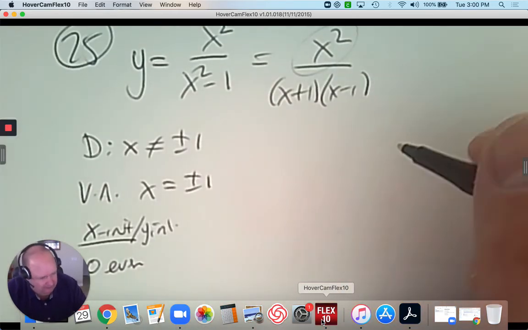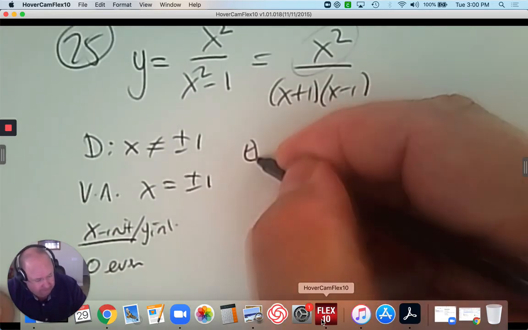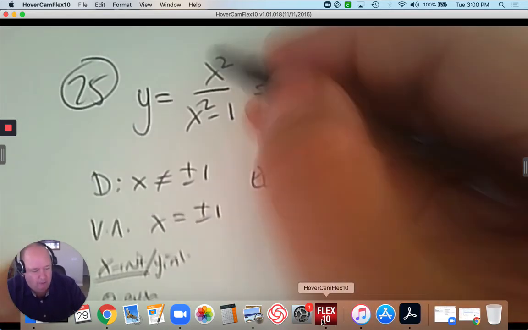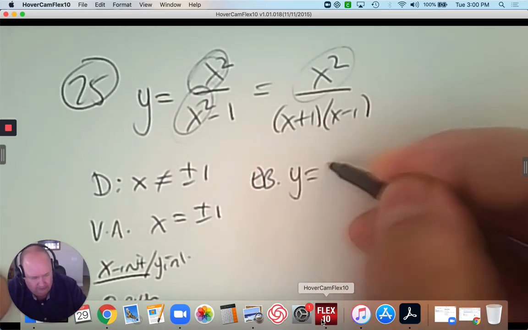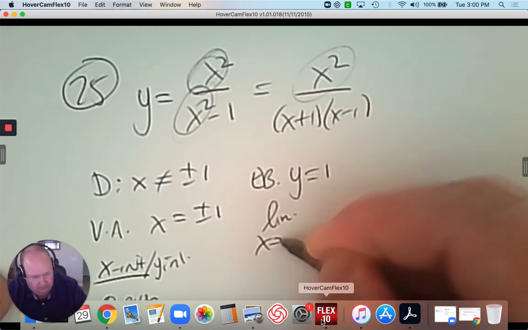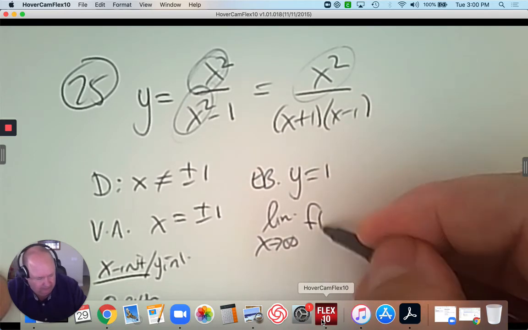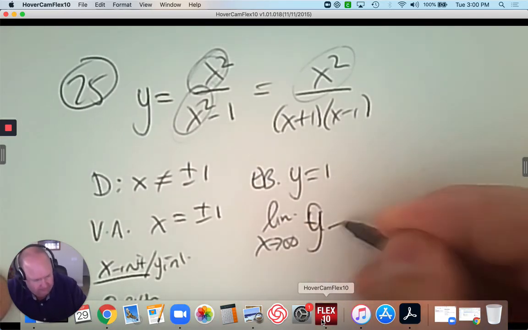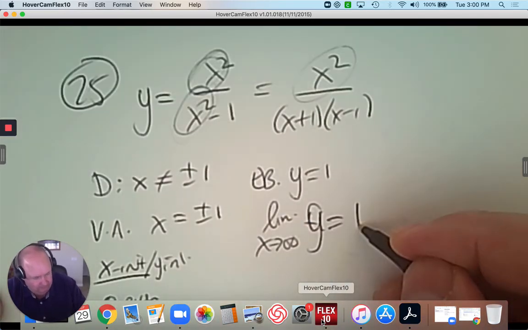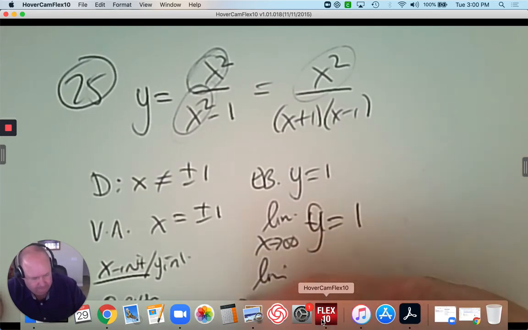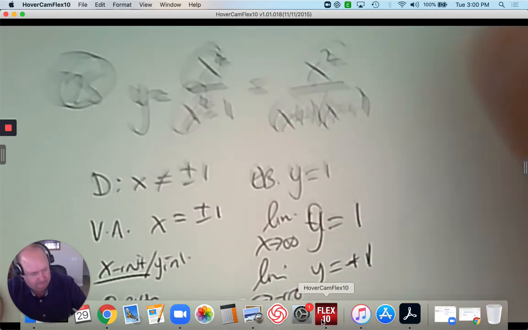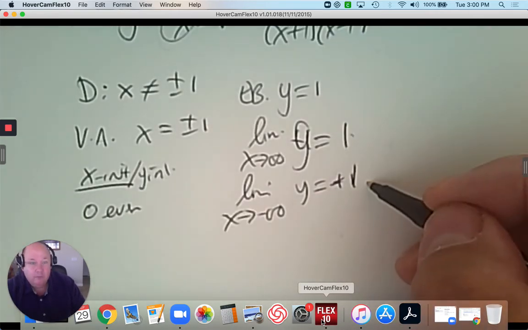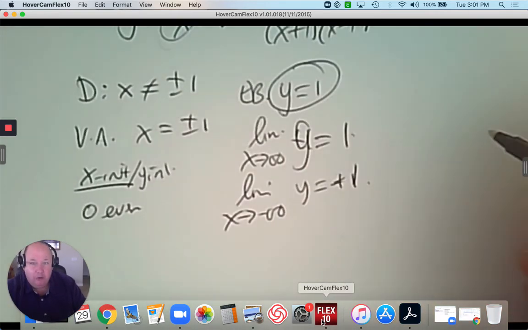What else are we looking at before? The end behavior. So if I go power divided by power, x squared divided by x squared, it's y equals 1. So the limit as x approaches infinity of f of x, or y, is equal to 1, both directions. So the left and the right end behavior is 1. So that right there is our horizontal asymptote.